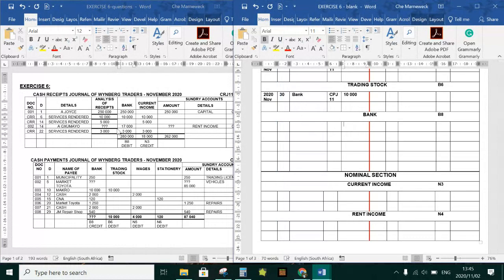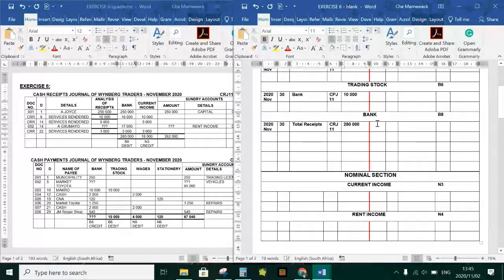So if we post the total of the bank column on the debit side, so 2020, November 30th. When we post from bank, we don't write bank, we write total receipts, CRJ11, and it's 280,000. Also post the total of bank, so 2020, November the 30th. When we post from the cash payments journal, it's total payments, CPJ11, and we look for the total of the column and we need to add it up.